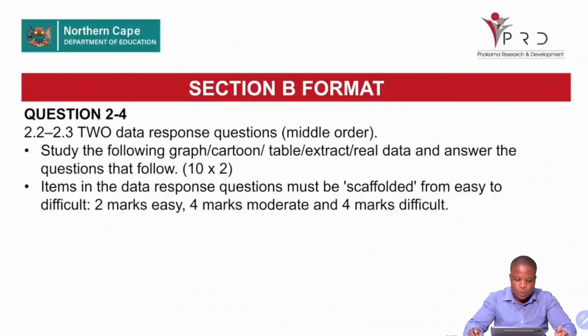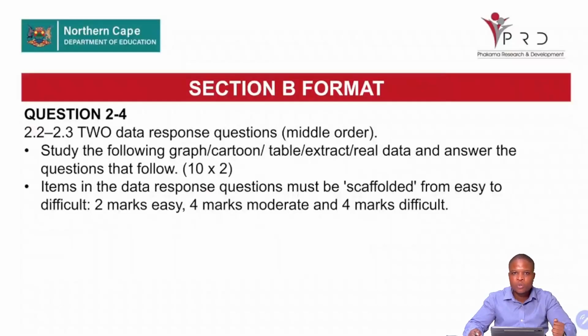Then 2.2 to 2.3, also 3.3 to 3.3, 4.2 to 4.3. Right. You have data response questions. So you are given a picture, an extract, or a graph. Then you are asked questions out of 10 marks. Your question will be 1, 1, 2, 2, 4. Right, so it's 10 marks. It's 1, 1, 2. Those are your easy marks, grade 12.